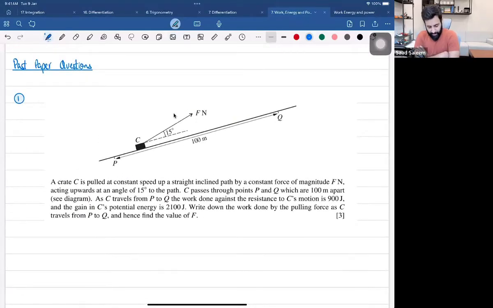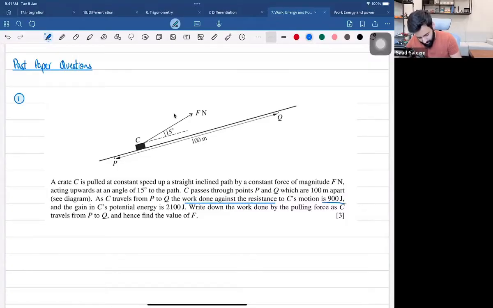It says a crate C is pulled up at a constant speed up a straight inclined path by a constant force of magnitude F newtons acting upwards at an angle of 15 degrees to the path. C passes through the points P and Q, which are 100 meters apart. As C travels from P to Q, the work done against resistance to C's motion is 900 joules. So the work done against the motion is 900 joules.